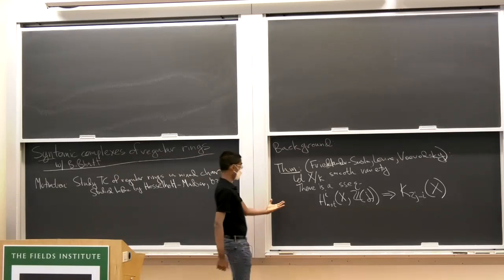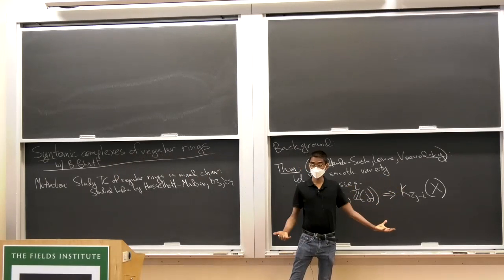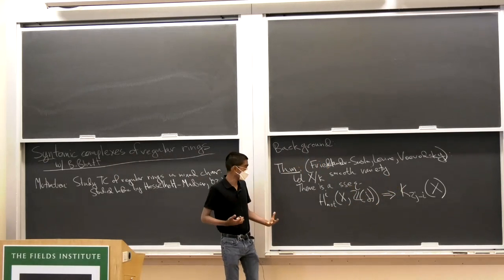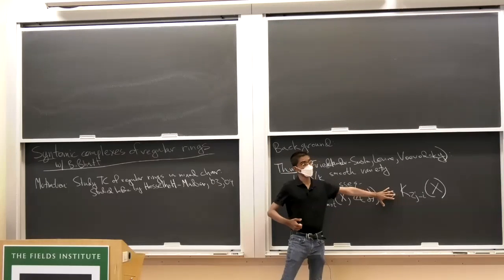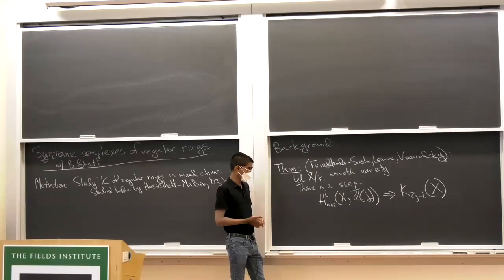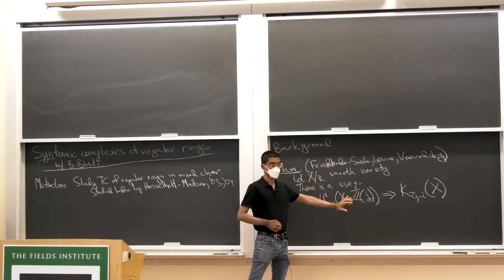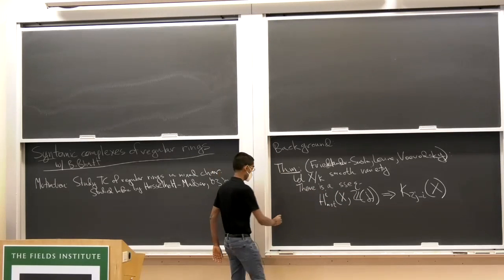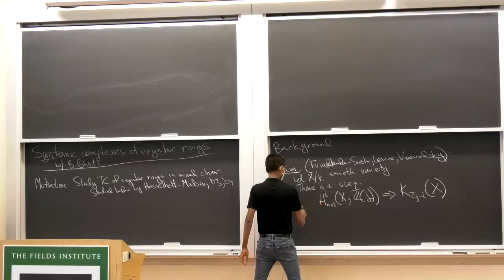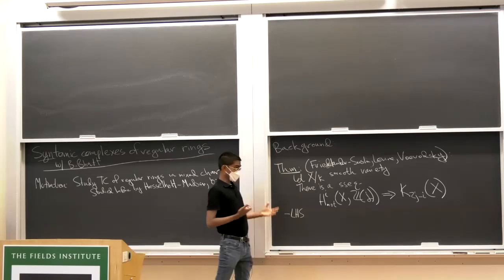This was originally envisioned as an analog of the Atiyah-Hirzebruch spectral sequence in algebraic topology, where you have topological K-theory of a space, and you have a spectral sequence from singular cohomology. I just want to say a little bit about the left-hand side, these motivic cohomology groups.